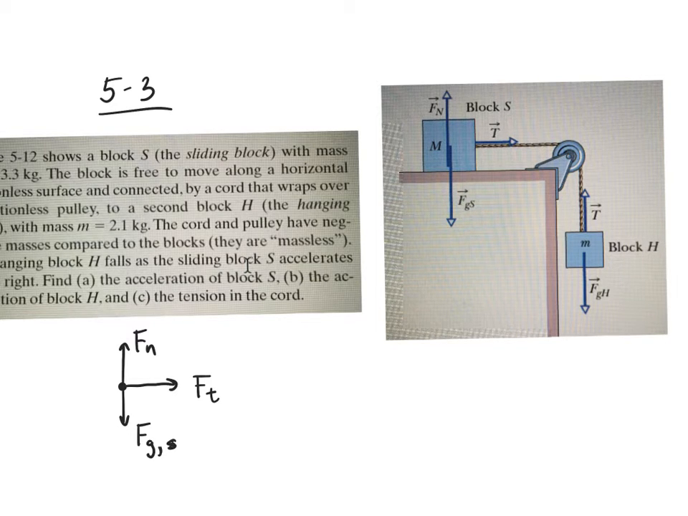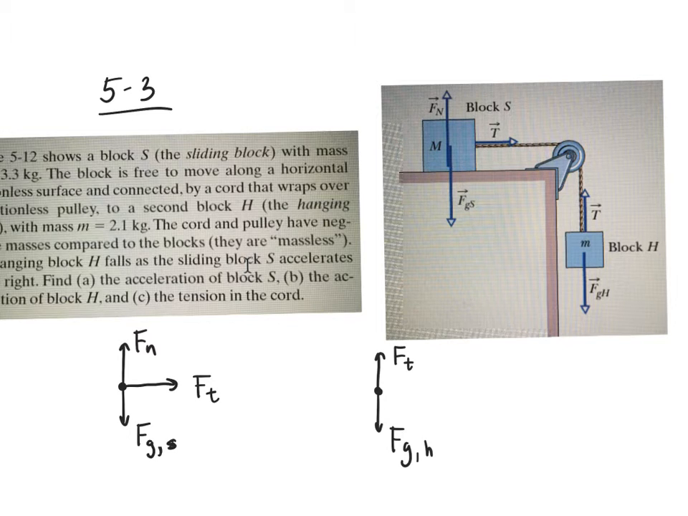If there was another block on another surface, I would have called that FN1 or FNS, meaning the normal force on block S. But because the other block does not have a normal force, we don't have to worry about naming FN with 1 or 2. Then for block H, we've got the weight of block H pulling down, and we've got tension pulling up. So this diagram in this first problem in your book gives you the free body diagrams, literally, right? We're just redrawing them with dots. If you notice, they're all on the diagram already.